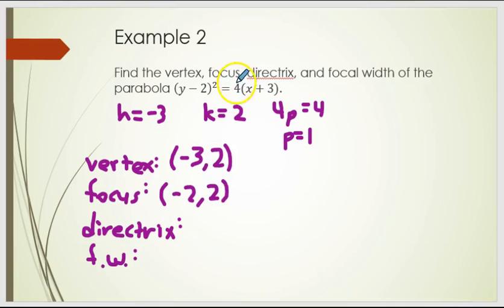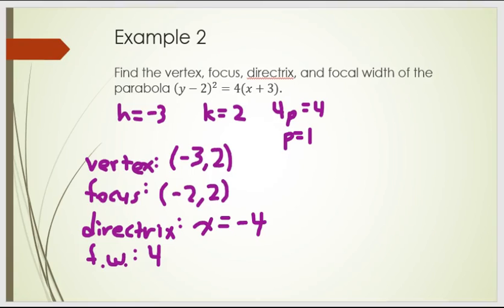For the directrix, now p is touching x, so this is going to be an x equals equation. And instead of adding p to the x coordinate, I'm going to subtract it from that number now. So -3 minus 1 is -4. And then the last piece, the focal width, is just the absolute value of this number. The absolute value of +4 is 4. So it's the absolute value of 4p for your focal width.